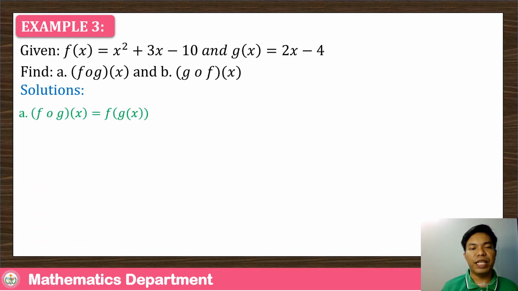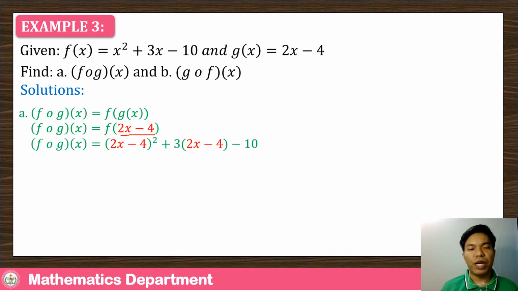So for the solution in letter A, we have here f composed of g of x is equal to f of g of x, that is by definition of composition of function. And then just like what we did in our previous examples, we'll just replace g of x by the given, which is 2x minus 4. And then yung 2x minus 4 na ito yung gagamitin natin na input doon sa ating variable x para sa ating function f. So, as a result, we will have here 2x minus 4 quantity squared plus 3 times the quantity of 2x minus 4. And then we have minus 10.